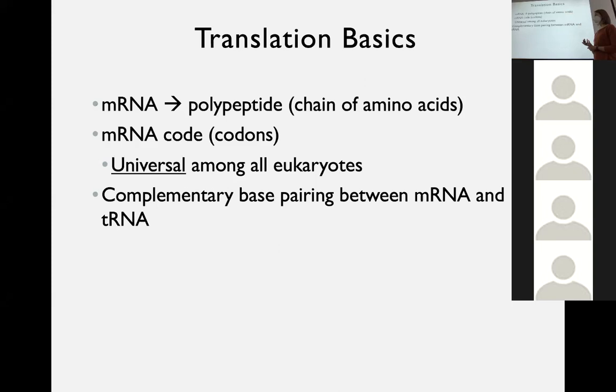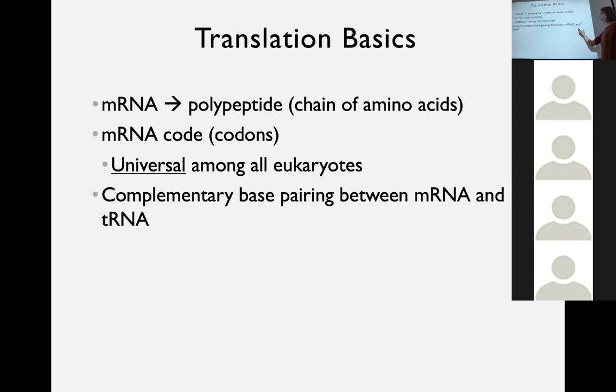The code that is used on the mRNA is called a codon. So those groups of three, those are all codons. That's what's read. Interestingly, that code is universal among all eukaryotes. What I mean by that is AUG, that specific codon, is always going to code for the same amino acid no matter what eukaryote you're looking at. A human, a dog, a jellyfish. It's the same across all eukaryotes, which is pretty amazing. So the genetic code is universal.